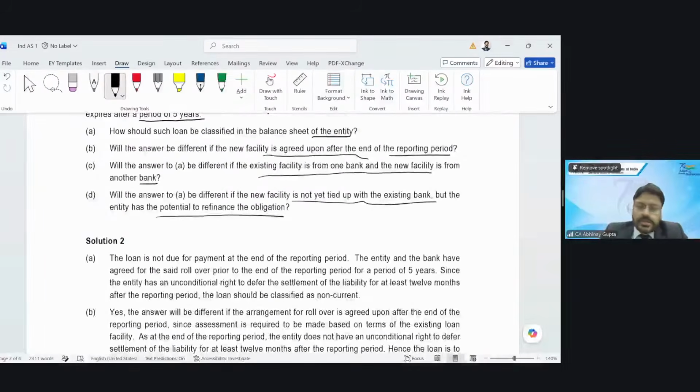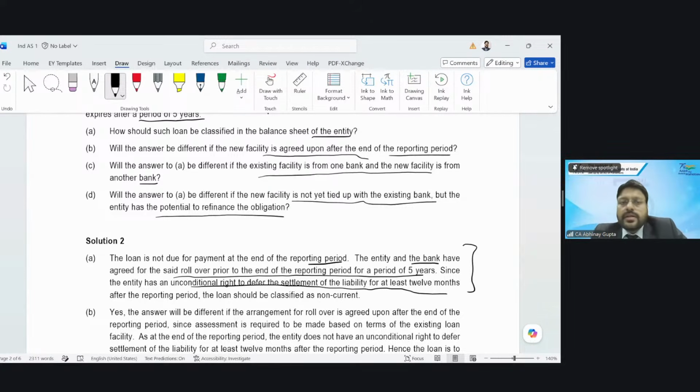So the loan is not due for payment at the end of the reporting period. The entity and the bank have agreed upon the said rollover, prior to the end of the reporting period, for a period of 5 years. Since the entity has an unconditional right to defer the settlement of the liability for at least 12 months after the reporting date, the loan should be classified as non-current.